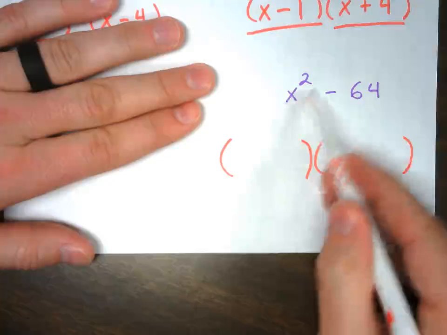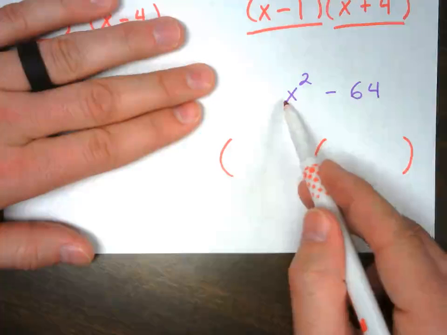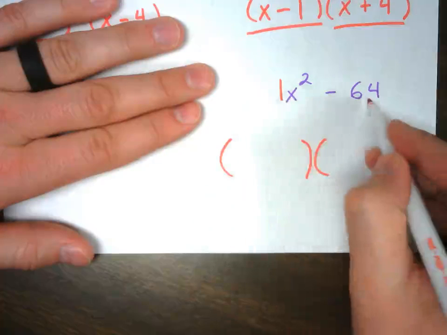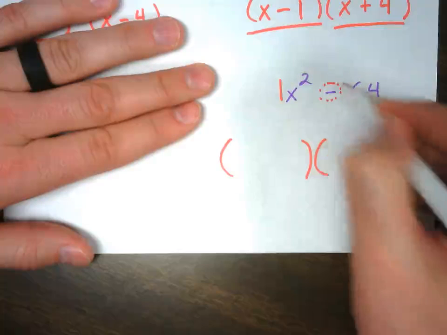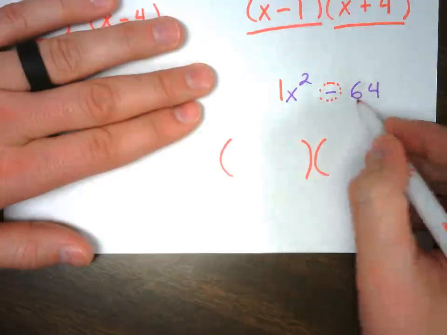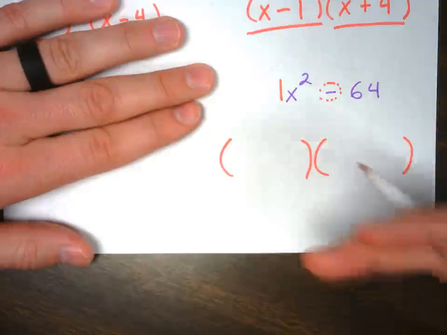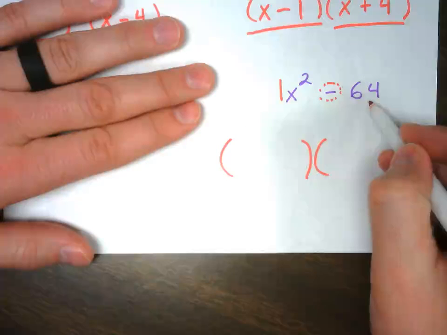When you have x squared minus 64, let's break this down a little bit. X squared, what's the number in front of the x squared? That's a 1, okay? You have 1, and then you have this minus sign, which is big time. Having that minus sign is big. That's the difference part. And then 64. Notice 1 and 64 are perfect squares, right? 1 times 1 gives us 1. 8 times 8 gives us 64.